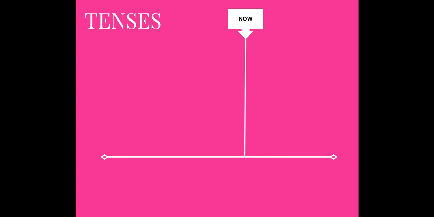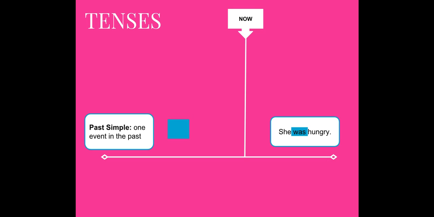How does the past perfect compare to other past tenses? Here we have, she was hungry. When does this happen? We use simple past to talk about one event that happens in the past. So, she was hungry. Okay.